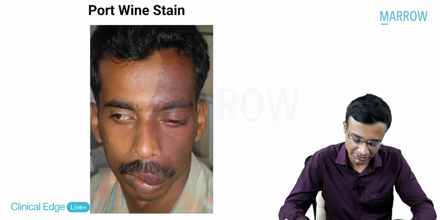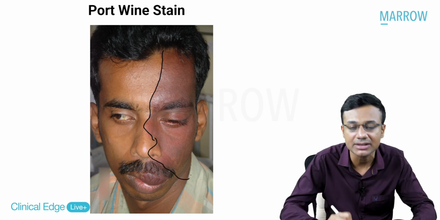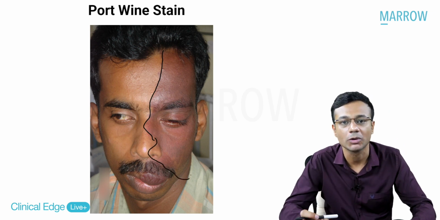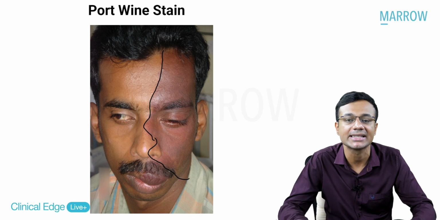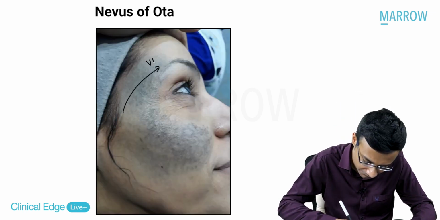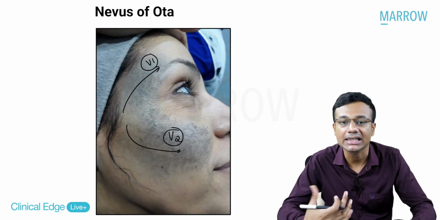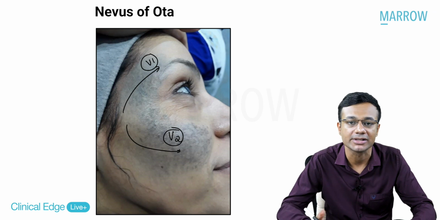Let us now look at the picture of a port wine stain. You can see this unilateral lesion which is there since birth, which is purplish red in color. This is going to be called a port wine stain. Pulse dye laser is the treatment for this condition. This is nevus of Ota. You can see it follows the first and the second division of the trigeminal nerve. So that is why scleral involvement is seen in 2/3 of the patients.